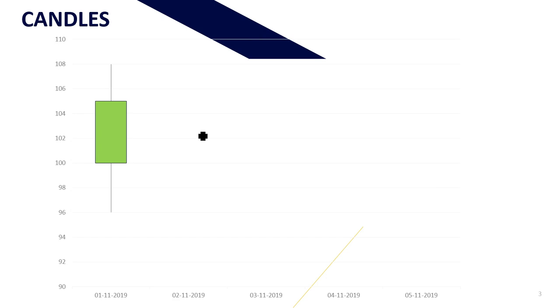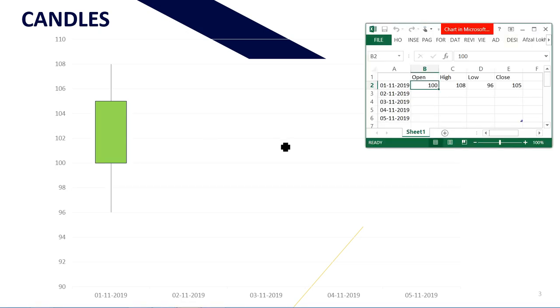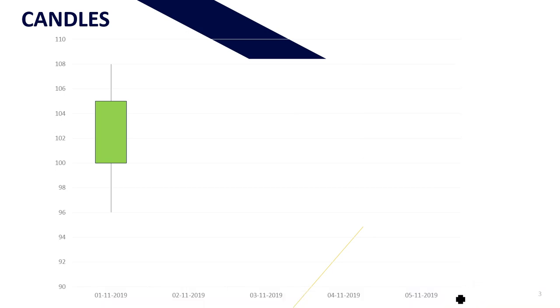We have a chart on our screen. On the x-axis, we have the time period, that is the date here. You can see 1st of November, 2nd of November, 3rd of November. On the y-axis, we have the price of a company which we are analyzing. We already have our first candle on 1st of November formed.